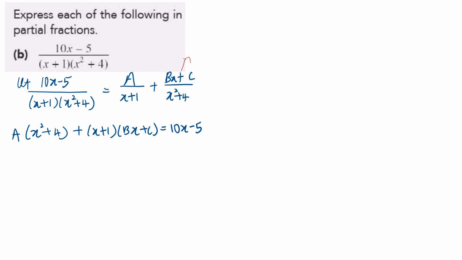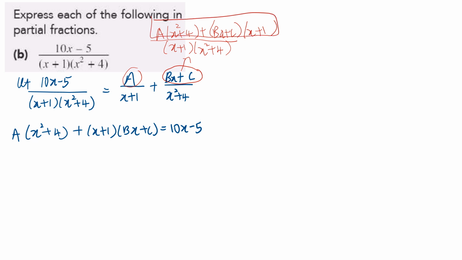If you combine them into a single fraction, your denominator, your lowest common multiple, will be x plus 1 times x squared plus 4. So I need a to multiply with x squared plus 4. And then this one here is very, very important: you need to bracket it. If you do not bracket it, you'll make a mistake in your calculation. So bracket your bx plus c, times the bracket x plus 1. Very important, right? And from there, you compare your numerator, which is equal to 10x minus 5. So that explains the steps that I have written down.